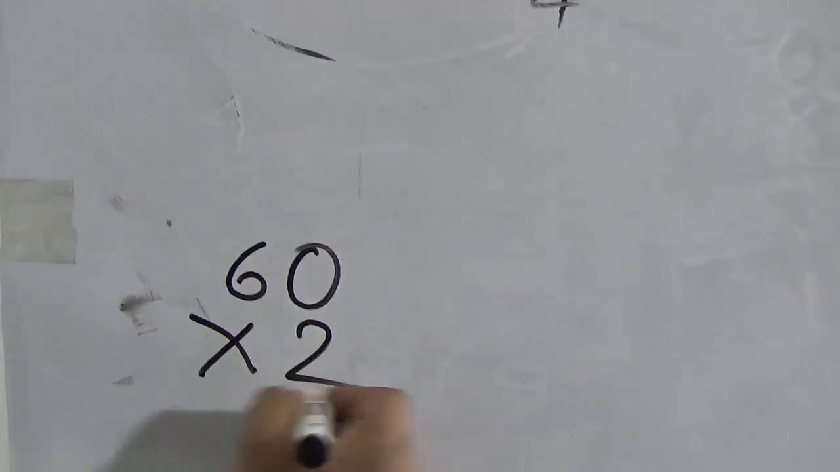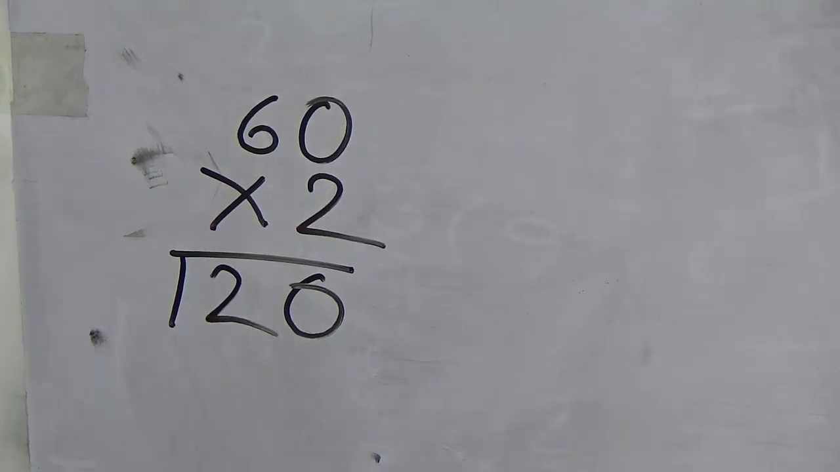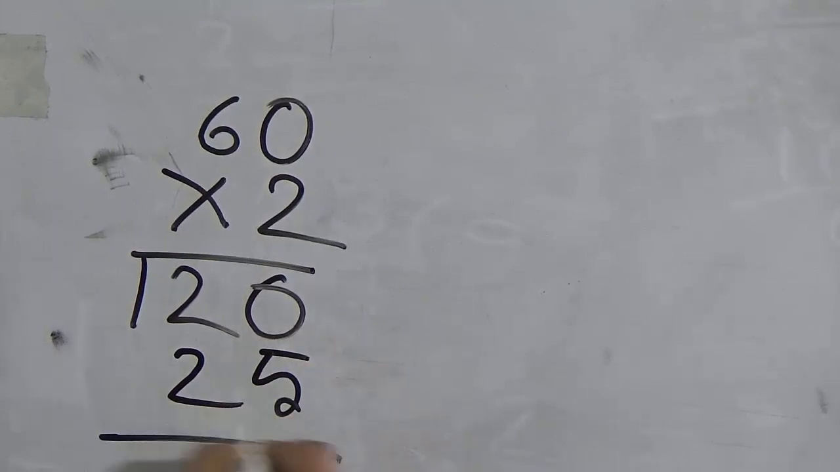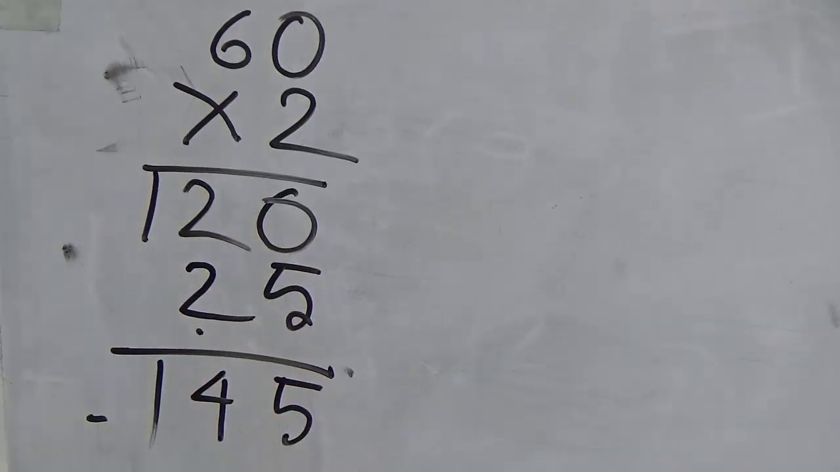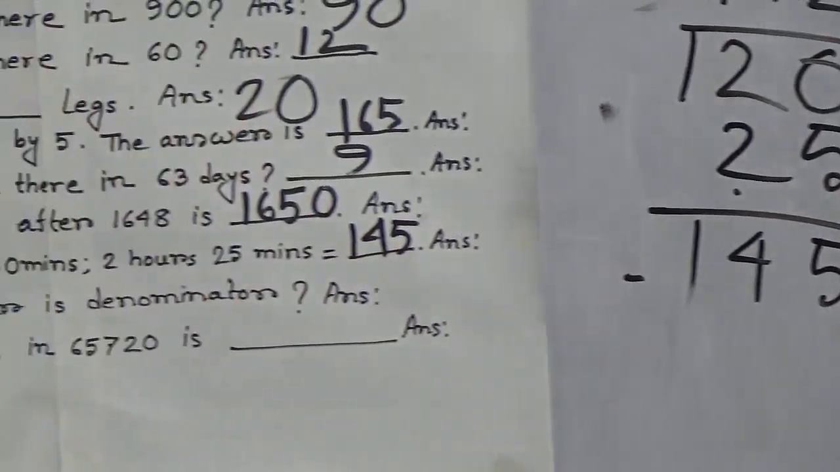60 multiplied by 2: 6 twos are 12. So 2 hours equal 120 minutes. And 25 minutes left. This 25 minutes is added with these 120 minutes and we get the answer. 0 and 5 is 5, 2 and 2 is 4, and 1. 145 minutes is the answer.